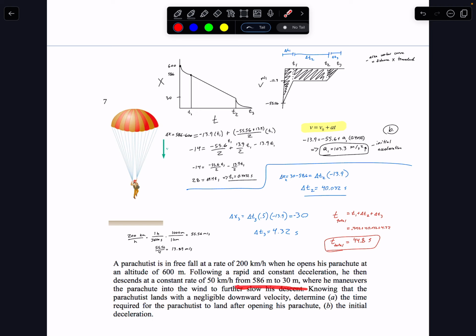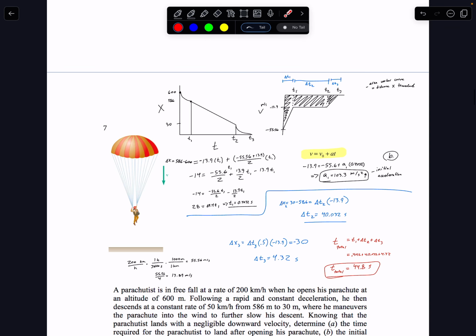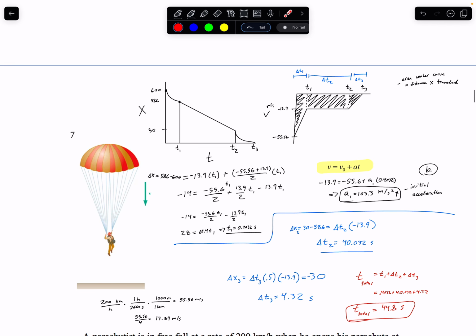And then it's a constant rate of 50 kilometers an hour for a bit. And then we're also assuming that he does a constant deceleration at the end after 30 meters. And so we're just looking for the total time that it takes after opening the parachute, and what the initial deceleration is. So this is a problem where we actually end up finding part B first.